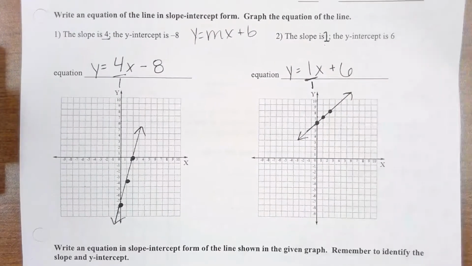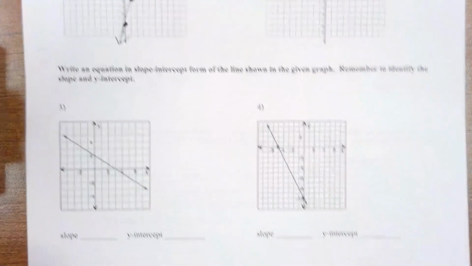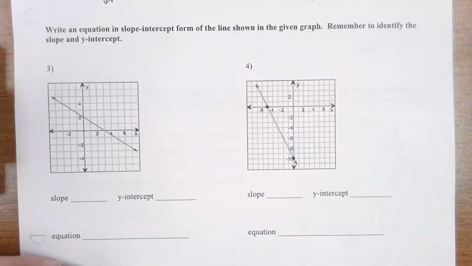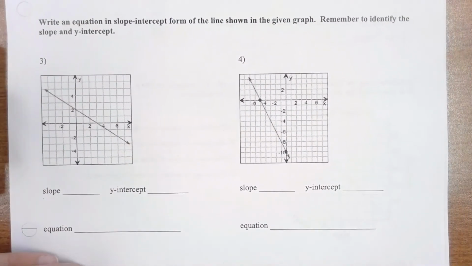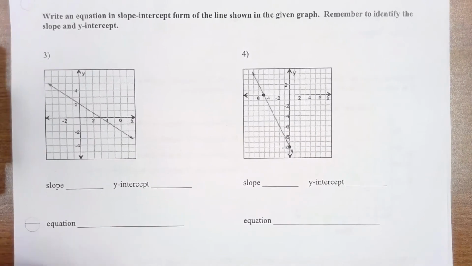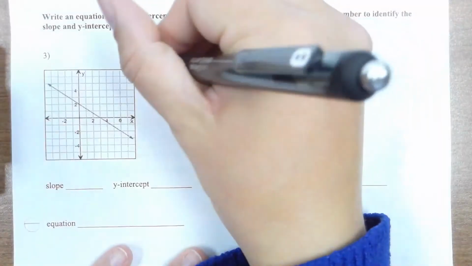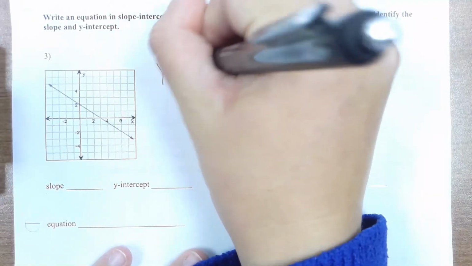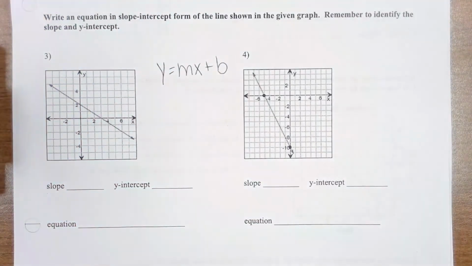Okay, next one, so now we are going to be looking at graphs, and we are going to write an equation in slope-intercept form, and remember to identify what the slope is and what the y-intercept is. So again, I'm just going to rewrite the slope-intercept form equation up here at the top, which is y equals mx plus b. And then let's go ahead and start identifying the slope and the y-intercept.